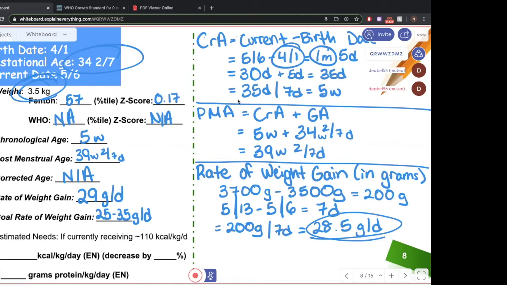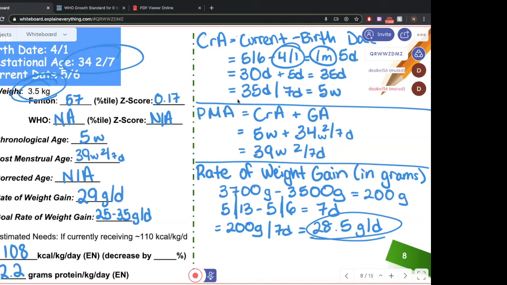Let's just talk about their current needs then, their estimated needs. Thinking back to the RDAs that we learned from the previous class, we know that the kilocalories per kilogram per day needed for an infant of this age is 108, and he will also require 2.2 grams of protein per kilogram per day. So now that we have his goal rate of weight gain, his current rate of weight gain, and his estimated needs, let's see how this baby is growing.